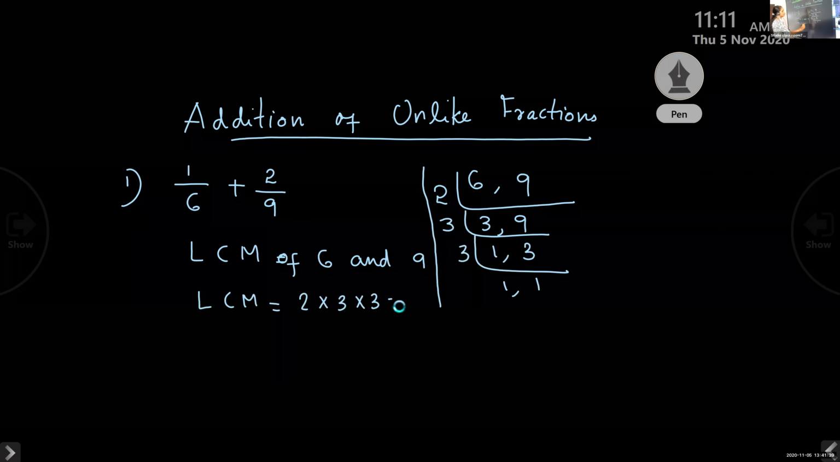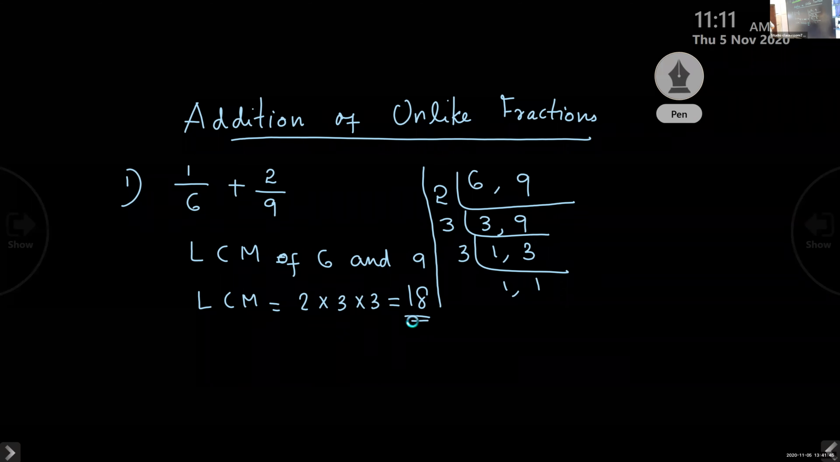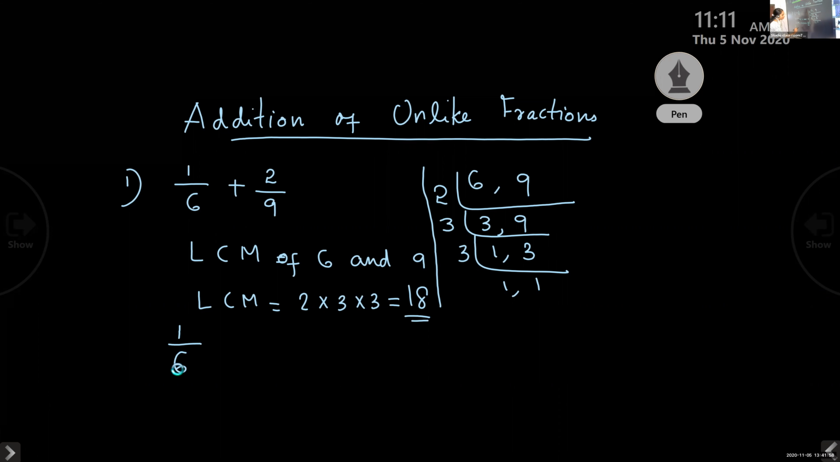And what is the answer, children? 18. So this is our first step: find the LCM of the denominators if they are unlike fractions. Again, this is the most important step. You take each fraction, 1 by 6, and make this denominator the LCM. LCM is 18.